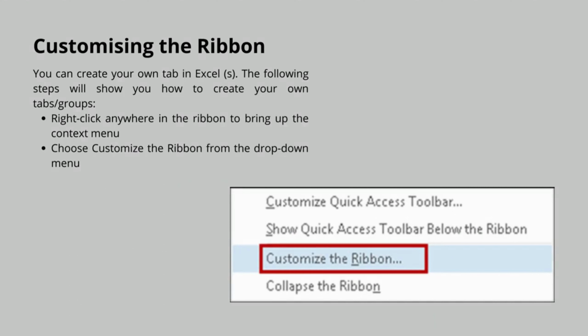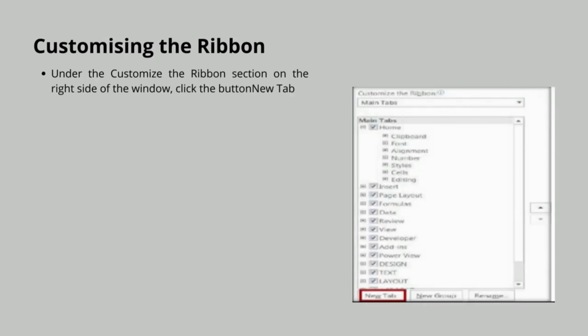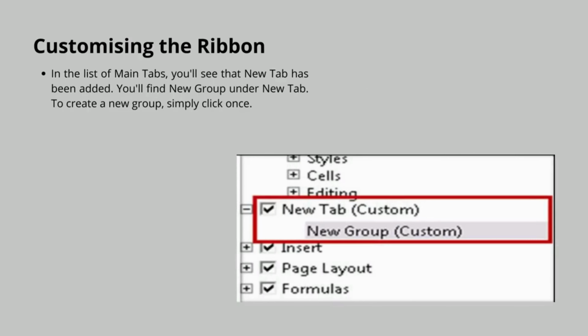Customizing the ribbon. You can create your own tab in Excel. The following steps will show you how to create your own tabs or groups. Right-click anywhere in the ribbon to bring up the context menu. Choose Customize the ribbon from the drop-down menu. Under the Customize the ribbon section on the right side of the window, click the button New Tab. In the list of main tabs, you'll see that New Tab has been added. You'll find New Group under New Tab. To create a new group, simply click once.